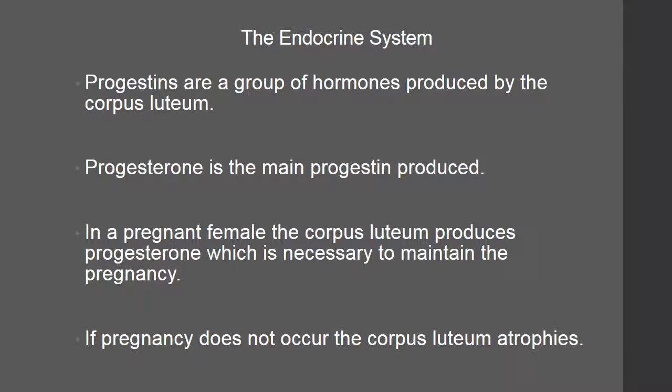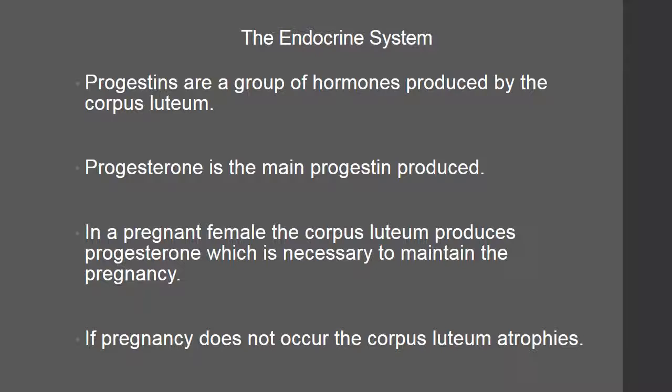The progestins are a group of hormones produced by the corpus luteum. Progesterone is the main progestin produced. It's the most important. In a pregnant female, the corpus luteum will produce progesterone, which is necessary to maintain pregnancy. That's true in all but 3 species.